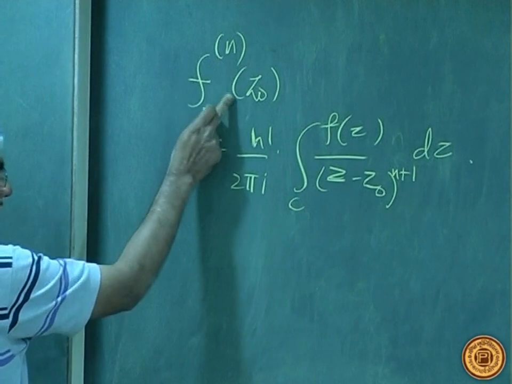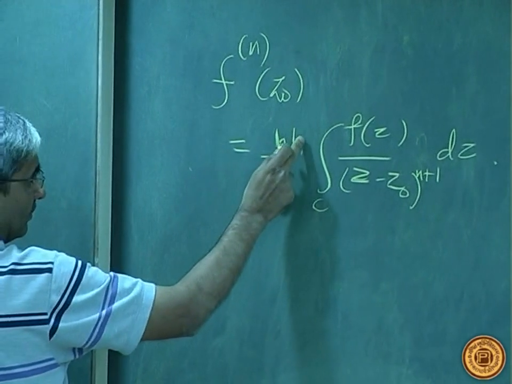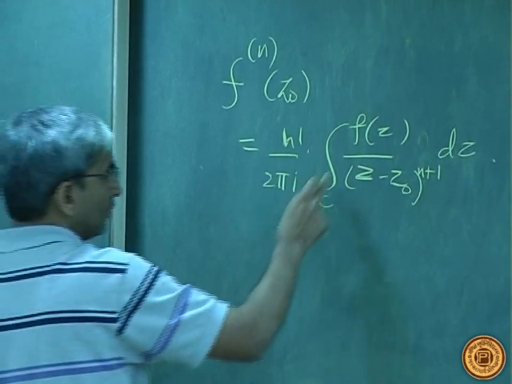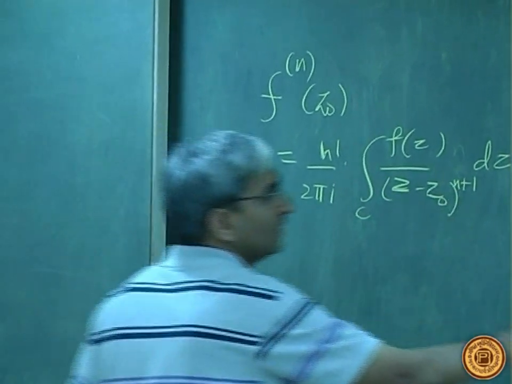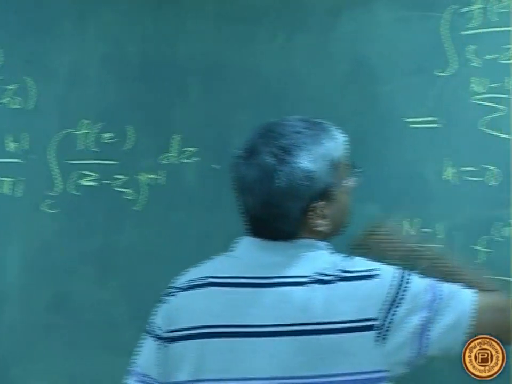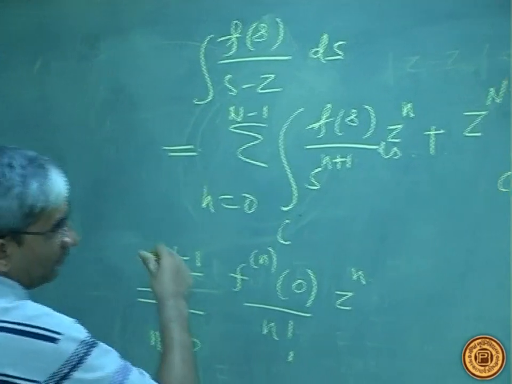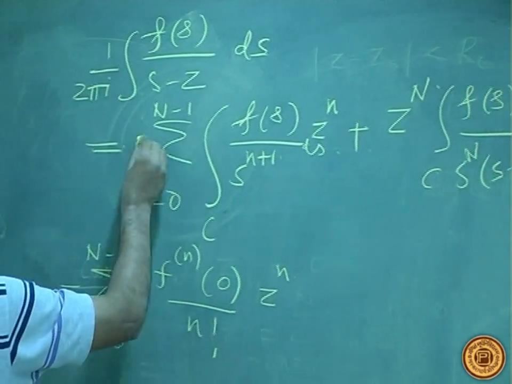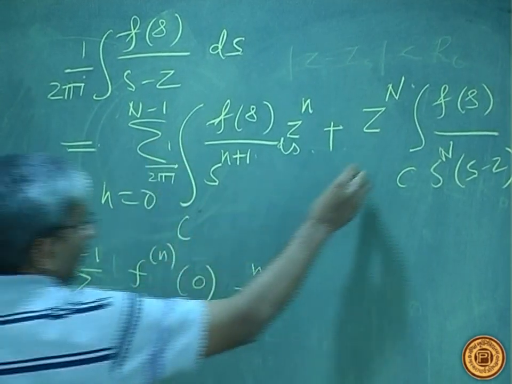So nth derivative at 0 upon factorial n is nothing but what? 1 upon 2 pi i integral over c f(z) upon z to the power, because z naught is 0, z to the power n plus 1. That is what exactly we are getting. Here the variable of integration is ds, and you may take 1 upon 2 pi i here. So everywhere you have 1 upon 2 pi i and 1 upon 2 pi i.